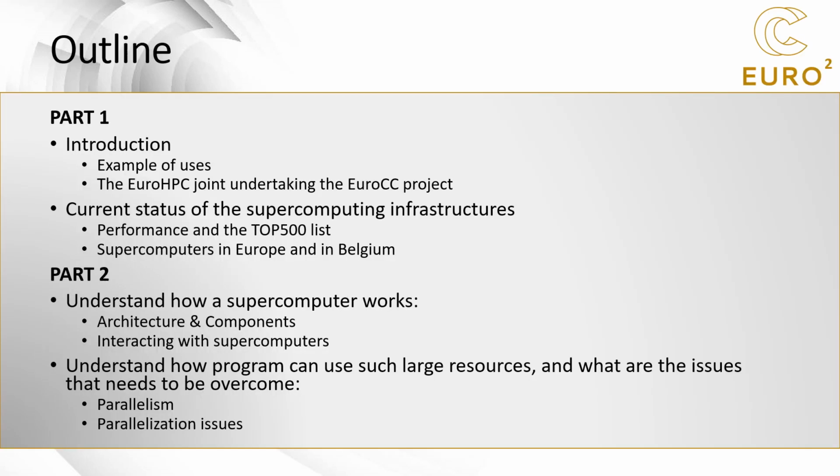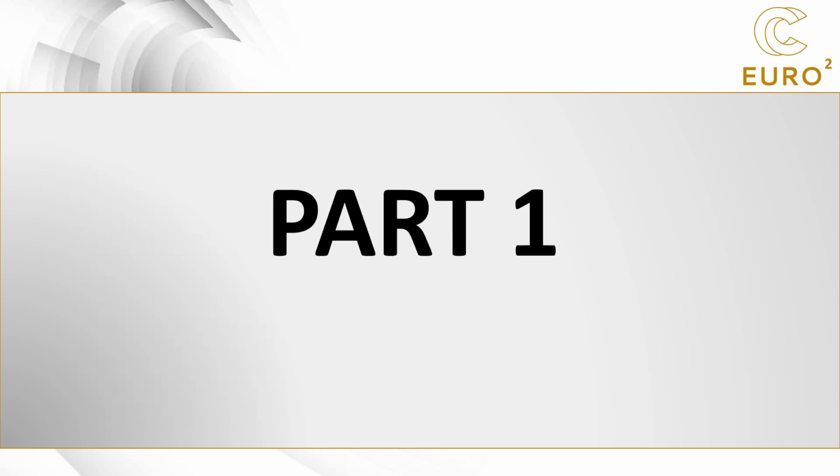Here is the outline of this course. In the first part, we will introduce you to supercomputers and show you what they are used for. After a brief presentation of our organization, we will explore the evolution of supercomputers and see which ones we can access today in Belgium. In the second part, the structure of supercomputers is briefly described, followed by a short explanation of how to interact with them. Finally, we will see how we can benefit from the use of supercomputers using parallel computing and what the issues of parallelization are. So, let's go for the first part.